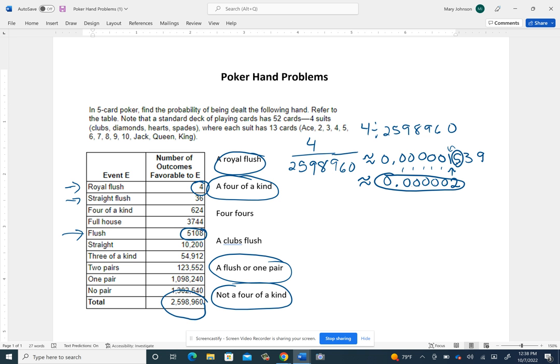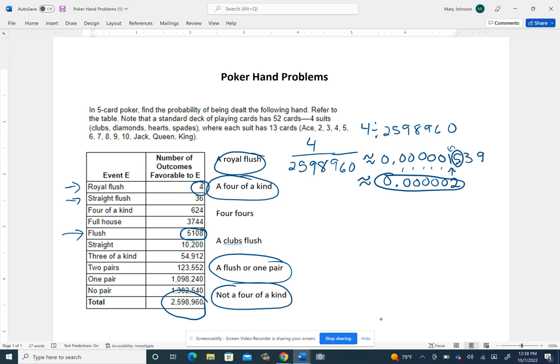Now, we can tell why there's only 4 royal flush hands. A royal flush means it has to be 10, jack, queen, king, ace, and it has to be all the same suit, and there's just 4 suits. So there's only 4 possible hands. But on the others, it's a little harder to figure out where their numbers came from.